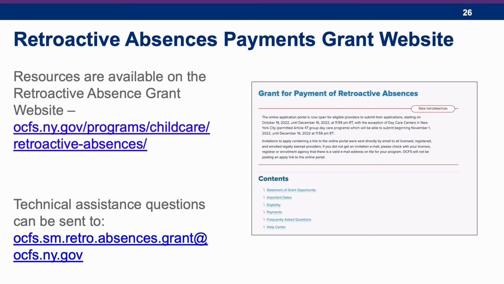Grant. The Retroactive Absences Payments Grant website, ocfs.ny.gov/programs/childcare/retroactive-absences has many resources including the Statement of Grant Opportunity, important dates, information about eligibility and payments, frequently asked questions, and a help center with grant application user guides.